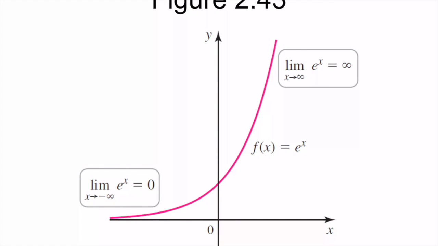This simply shows what happens for other types of functions we've considered. This is the natural exponential function. As x approaches negative infinity, the function decays to 0. As x approaches positive infinity, the function grows without bound.